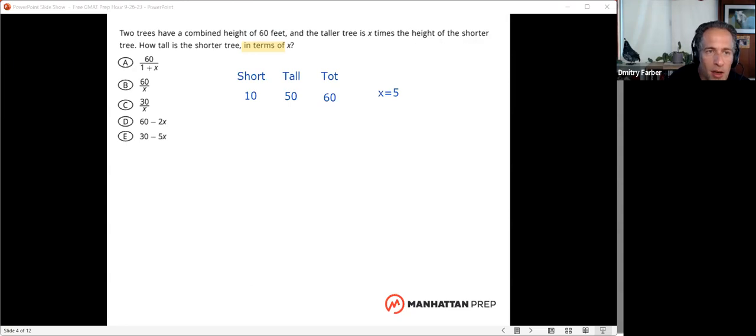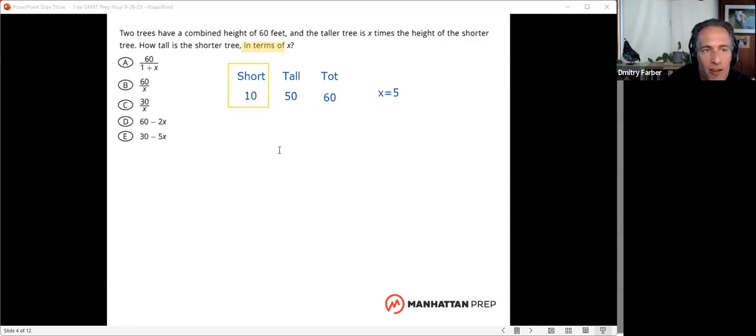Then I say, okay, how tall is a shorter tree? I want to answer the question, so I'm looking for that. And so another accuracy tool is to make sure, it sounds so obvious, but make sure you're giving them what they asked for, right? So at the beginning, make sure you know what they want. Oh, they want the height of the shorter tree. Okay, so at the end, make sure that's what you're getting as your answer. So when I plug in x is 5, I need to make sure it gets 10.